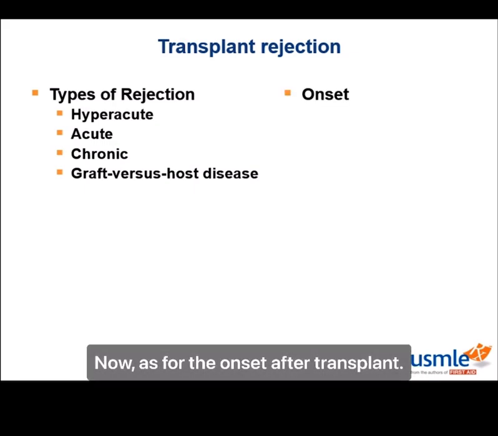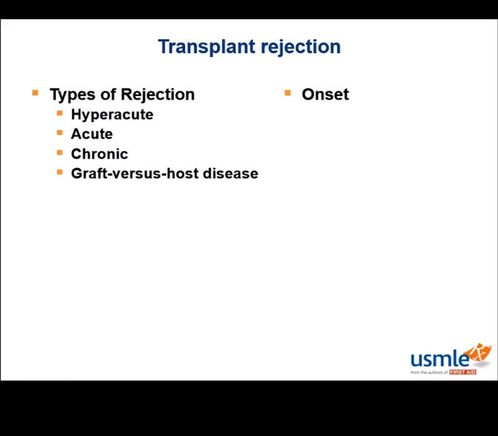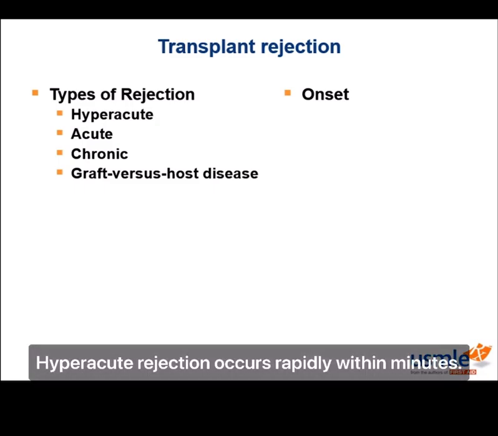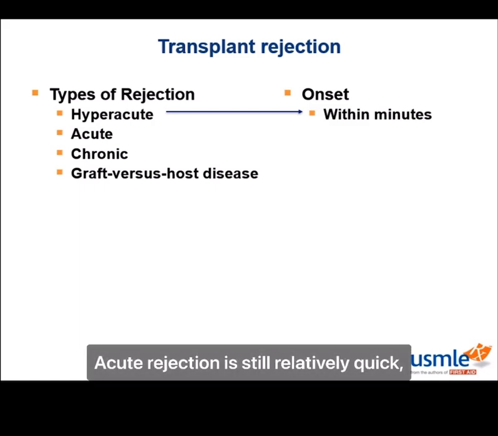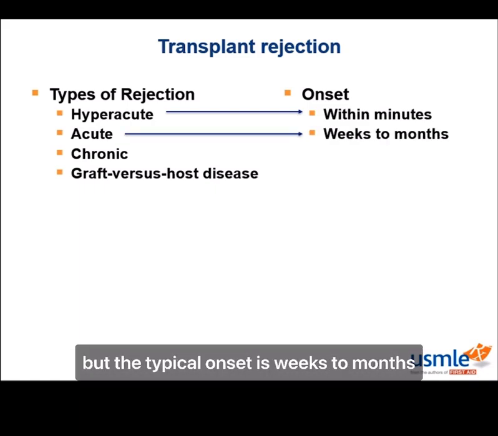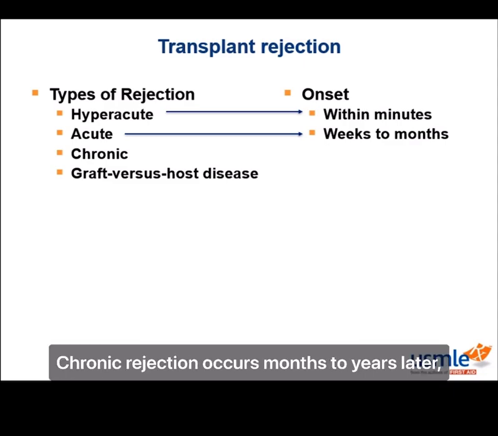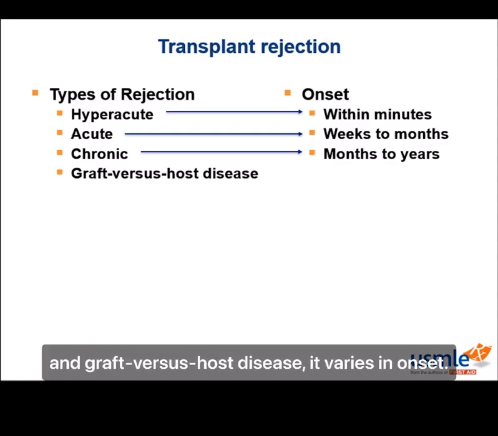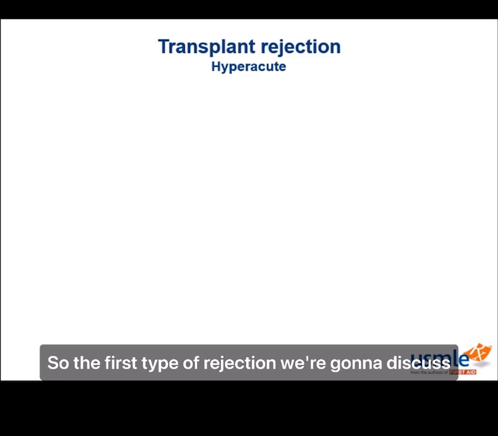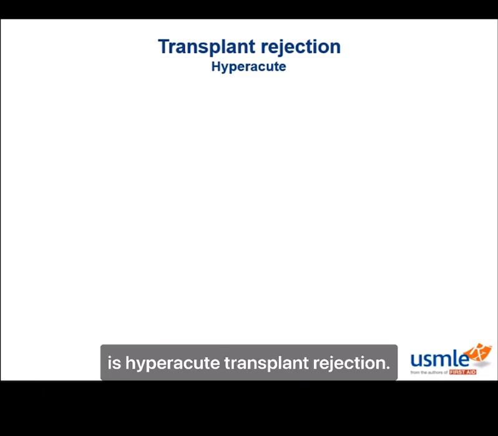Now, as for the onset after transplant, hyperacute rejection occurs rapidly, within minutes. Acute rejection is still relatively quick, but the typical onset is weeks to months from the date of transplant. Chronic rejection occurs months to years later. And graft versus host disease varies in onset. So the first type of rejection we're going to discuss is hyperacute transplant rejection. Again, the onset is within minutes.